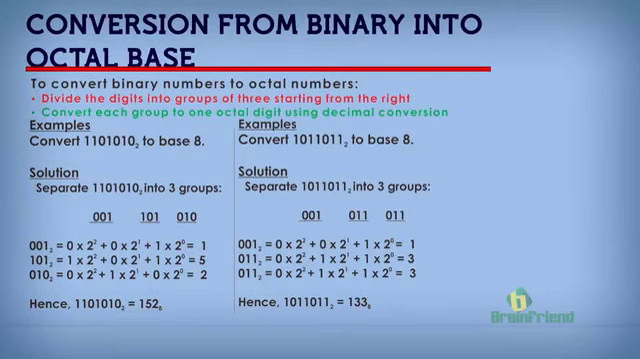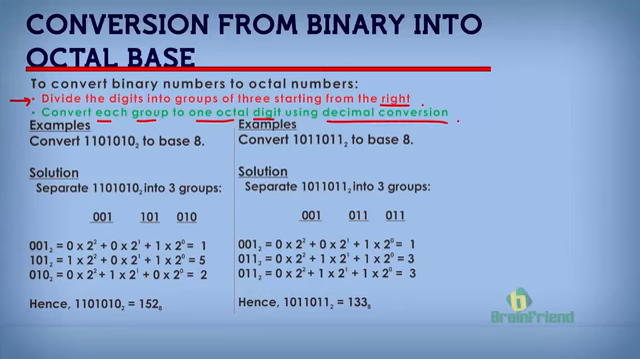Next, we'll be looking at how to convert from the binary number system to the octal base, that is, from base 2 to base 8. To convert from base 2 to base 8, we follow two simple steps. One, divide our digits into groups of 3, starting from the right. When you've done that, convert each group to one octal digit using the decimal conversion.